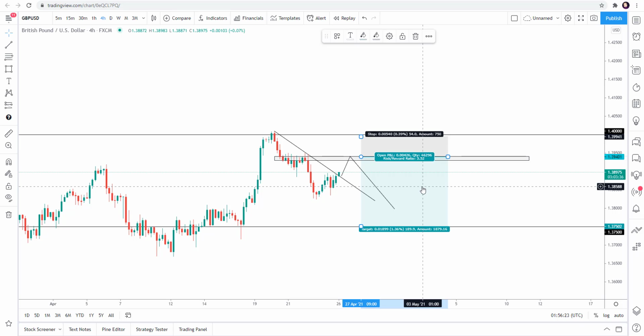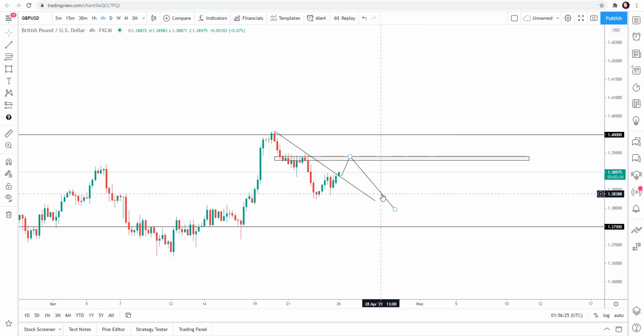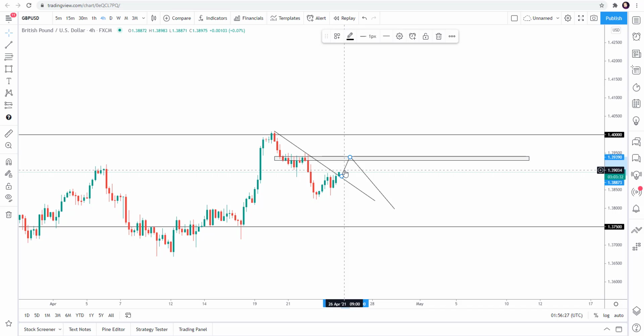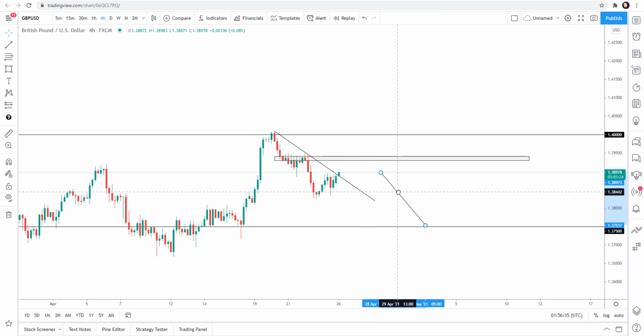But keep in mind, guys, we are in a pandemic situation. We have a lot of economic data for vaccines and stuff like this. So everything can happen in the market. You have to watch your trades closely.